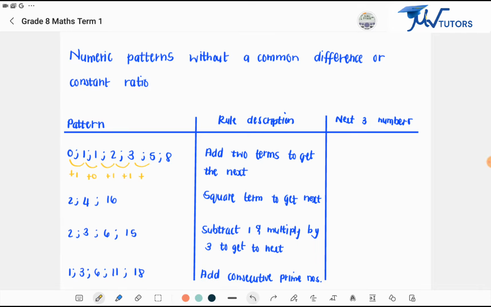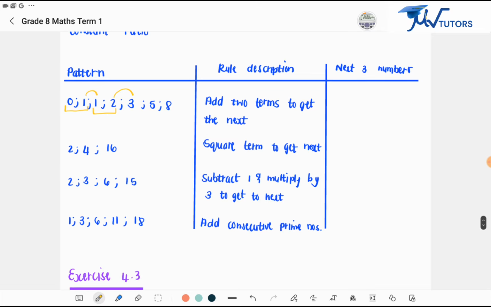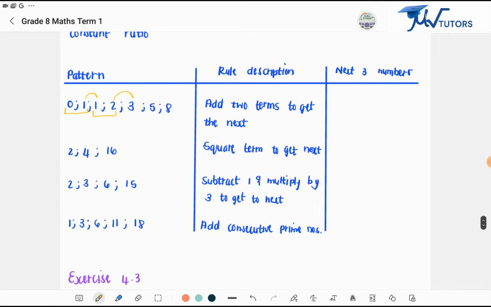What if I look at these two terms and I add them? 0 plus 1 will give me 1. 1 plus 2 will give me 3. Okay. And then 2 plus 3.